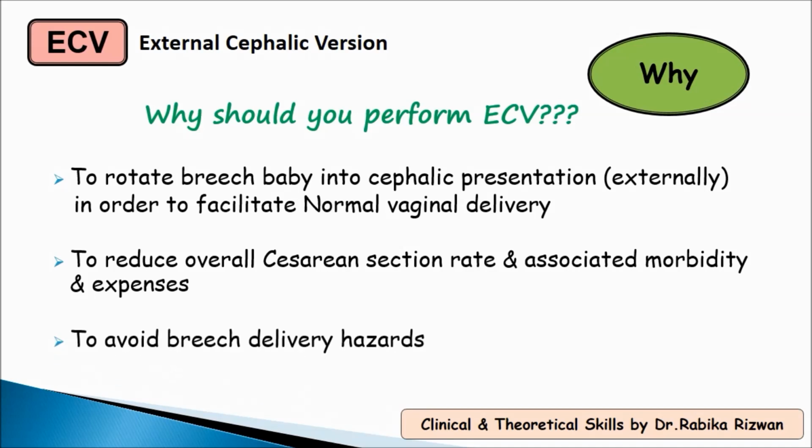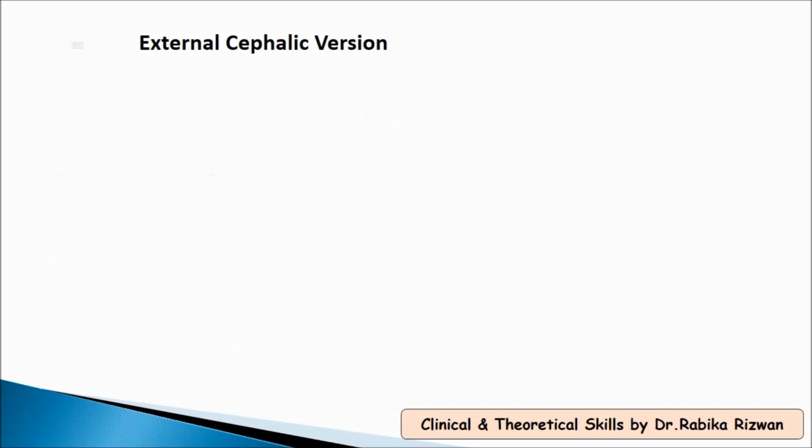And the other most important reason is that we should perform external cephalic version to avoid breech delivery hazards. Sometimes it leads to bone fracture, of the collarbone, shoulder, arms, or even nerve injury due to excessive head traction.